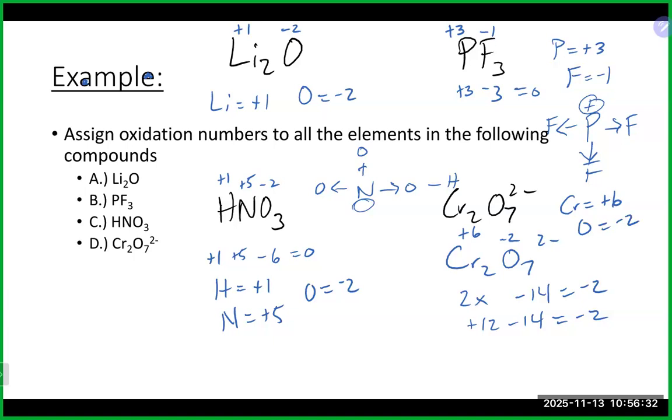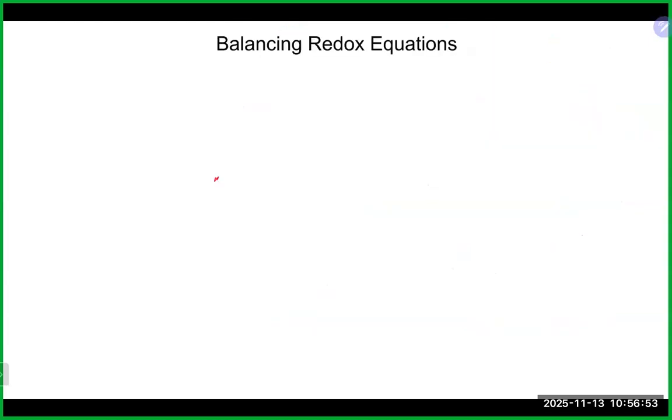Any questions on how to assign oxidation states? Really, really important in this chapter to understand, are you looking at something being oxidized? Are you looking at something being reduced? It's very important for calculations as well to know what calculation you should do and where you should put the numbers. Any questions on that there? Okay.